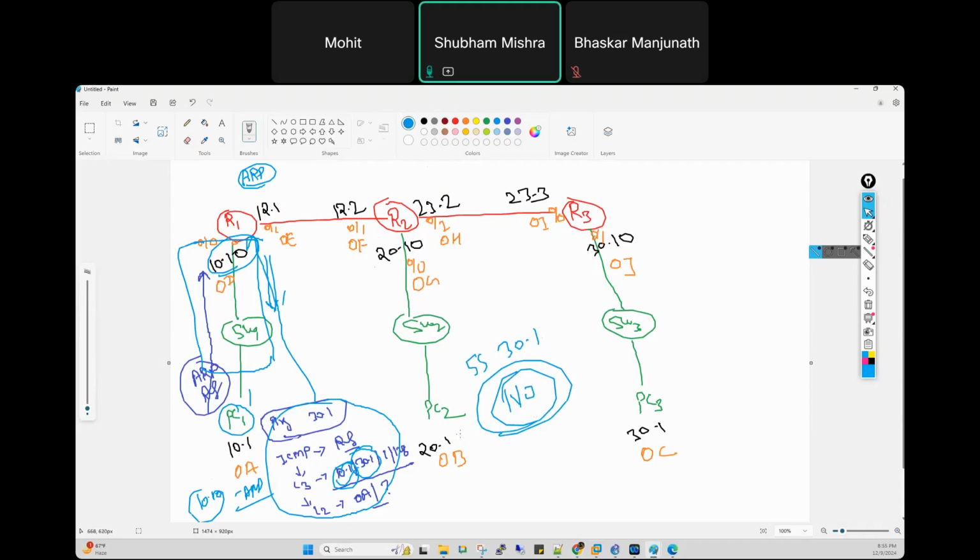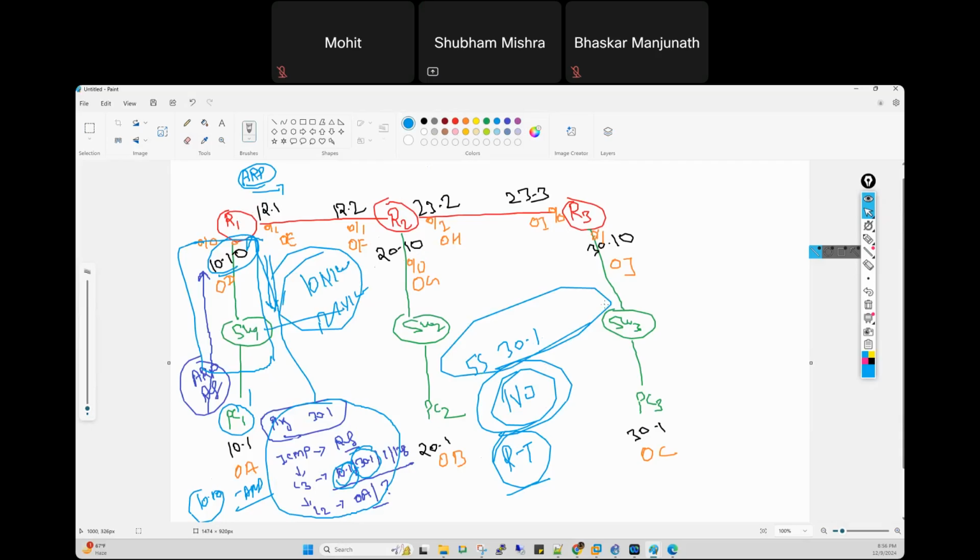Getting my point? Is this clear? Now, what will the router do then? The router will check its routing table to forward this packet. In the routing table, the router finds that I only know two things: the 10 network and the 20 network. I don't know who is the 30 network. Yes or no? Agree? Right now, router 1 doesn't know what the 30 network is.